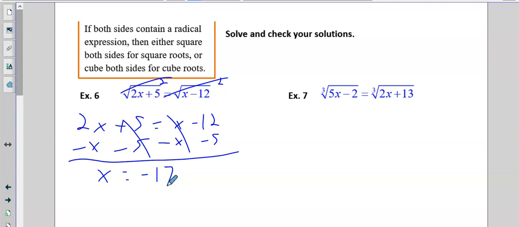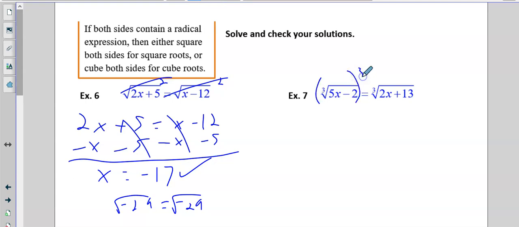Now I'm going to check my answers real quick. 2 times negative 17 is negative 34. Plus 5 is negative 29. And then negative 17 minus 12 is negative 29. Now you may say, wait a minute, we can't have a square root of a negative. That's true, but that is a true statement. The square root of negative 29 is equal to the square root of negative 29, so that answer checks out. And remember, just because we can't do square roots of negatives now doesn't mean we won't be able to do them later. So that is a true statement. Negative 17 is the correct answer.